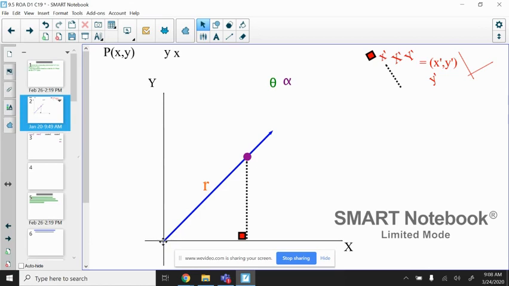By definition, the distance from here to there, which of course is along the x-axis, we refer to as this particular point P's x-coordinate. And then the vertical distance from here to there along the y-axis, we always correspond to this particular distance as y.